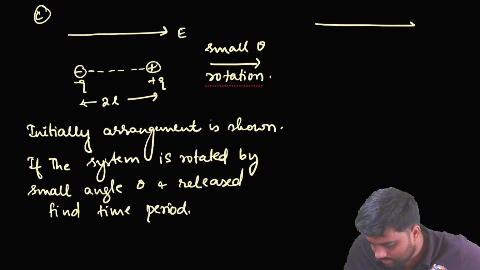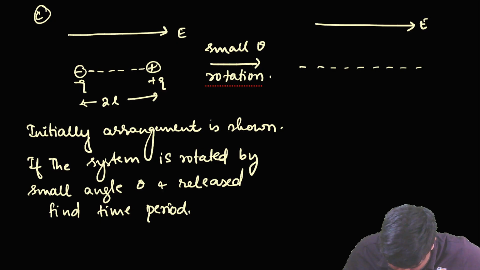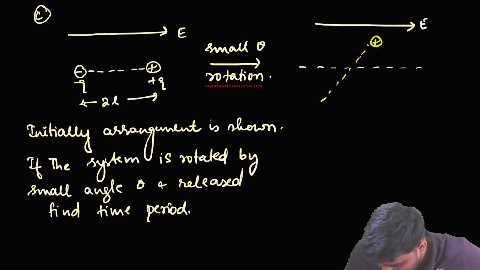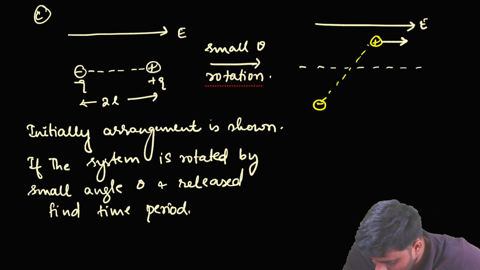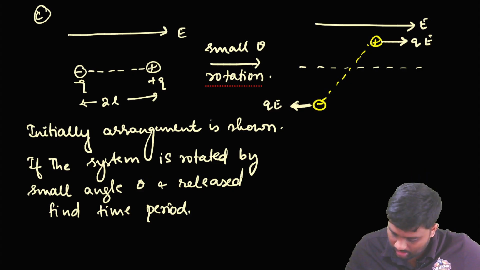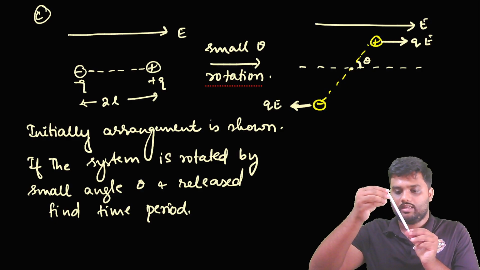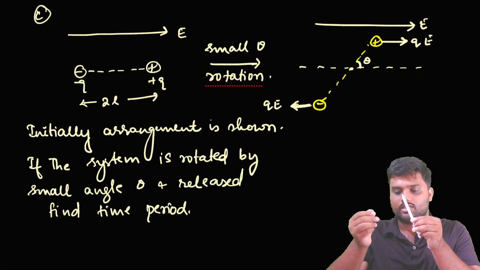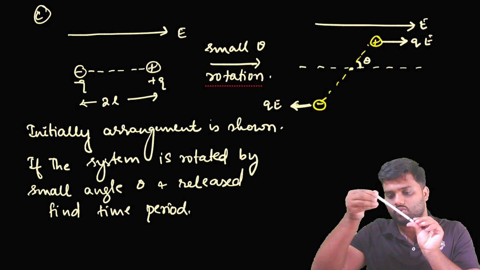So when it is rotated by small angle theta, here you are having positive charge, here you are having negative charge. This positive charge is having the force in this direction, that is QE. This negative charge is having the force in this direction, that is QE. Now this is moved by some angle theta. If I consider this is a pen, there is a force in this direction, QE. Again it is QE, rotated.